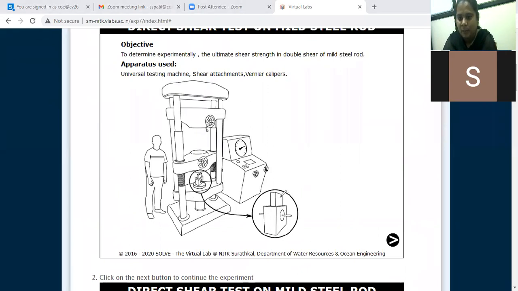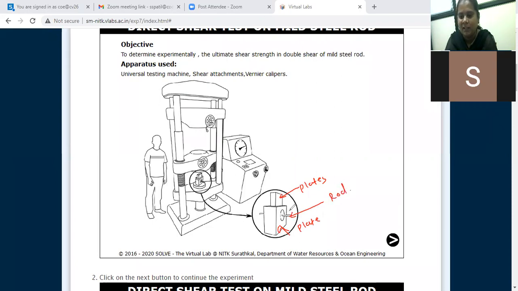Okay, these are the plates. This is also a plate. So this is our rod, on which we are going to perform the test. This is our mild steel rod.